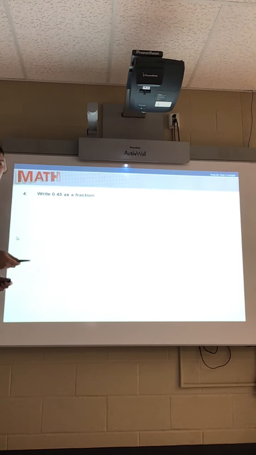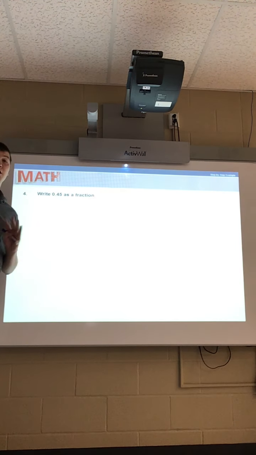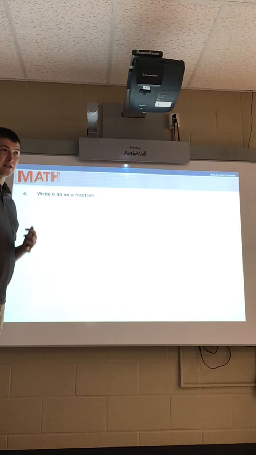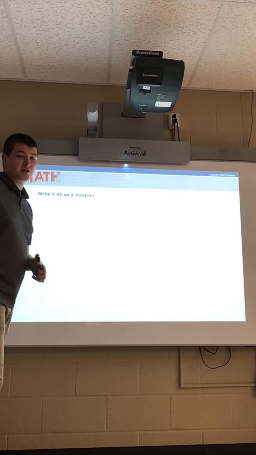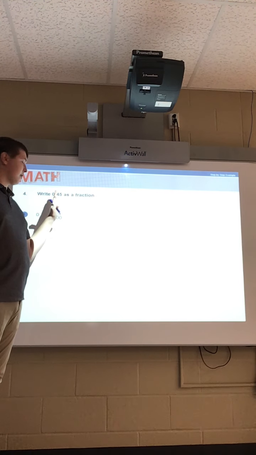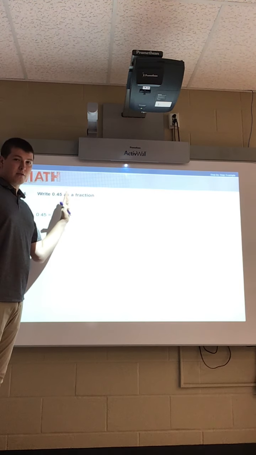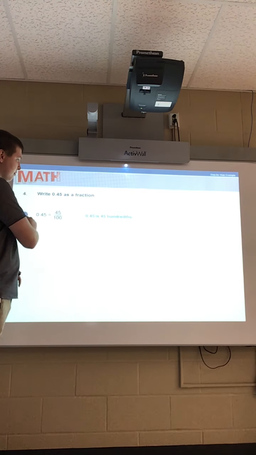There we go. And then writing, so we did fraction to decimal. Now we need to do decimal to fraction, which I think is very easy. So we have 0.45. Well, as long as you know your place values, and it goes 10, 100th, 1000th. This is in the hundredths place.